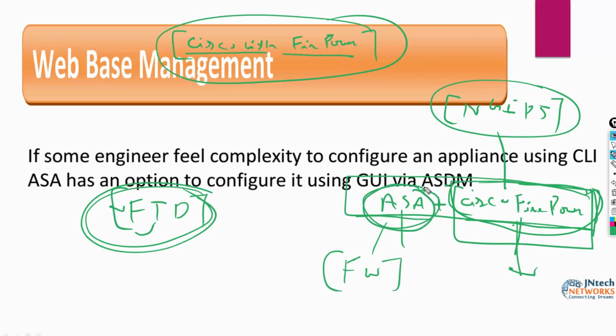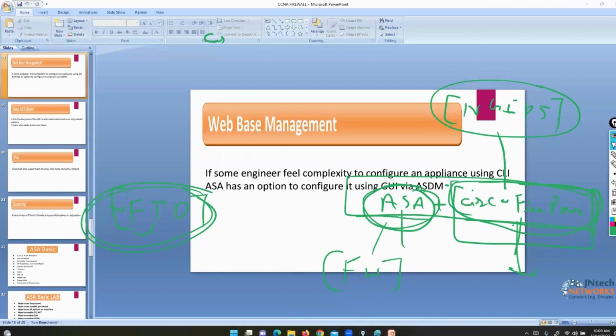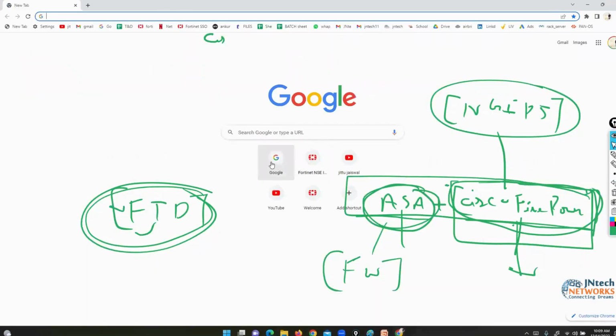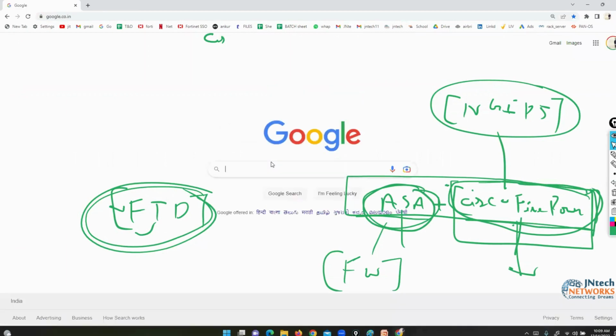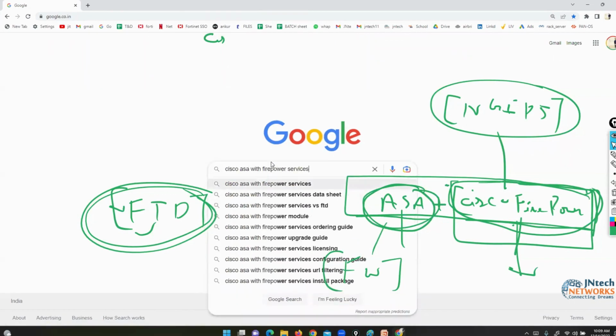But in Cisco, they provide you the Cisco ASA box. Let me show you an example. For example, you don't want to purchase FTD because the cost is very high, but you want to utilize the Cisco Firepower feature. Right. So you can go with the Cisco ASA with Firepower.